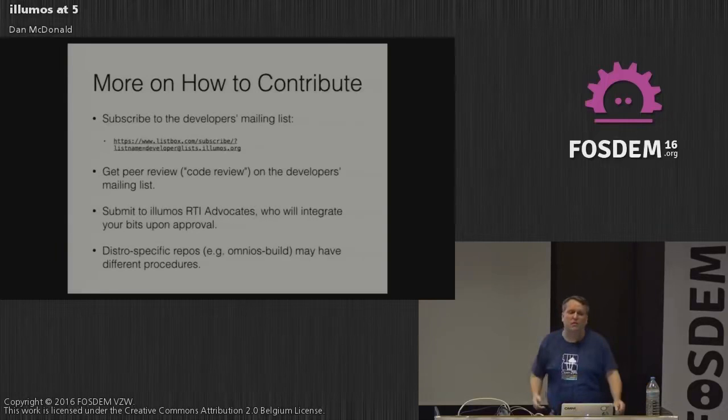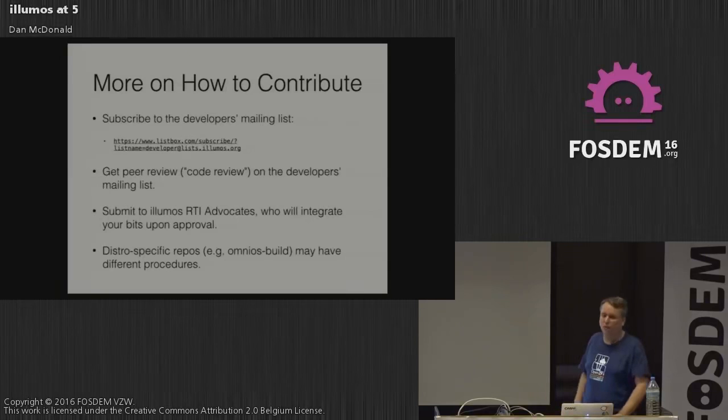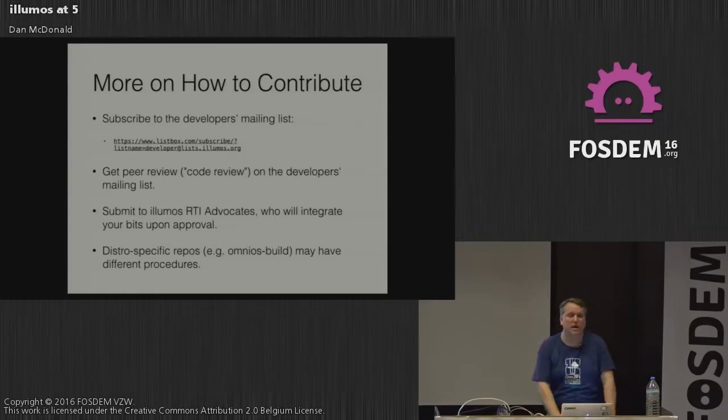You get on the developer's mailing list. You need to get code review, at least one review for something simple, two or more for something more complicated. And once you're done, you submit the diffs to the RTI advocates list. It's an email version of a pull request, and we will integrate your bits upon approval, or we'll kick them back. Distro-specific repos may have different rules. In OmniOS, we take pull requests on the OmniOS repos, especially omnios-build, which is our userland.